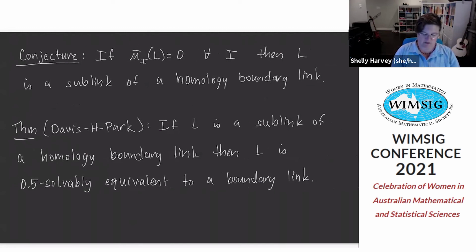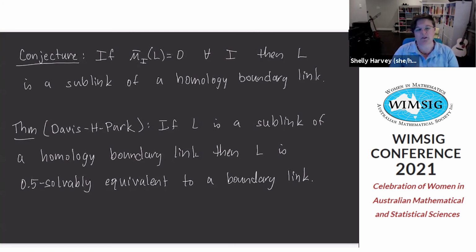It turns out that I was talking about these Milnor's invariants vanishing. That's conjecturally equivalent to saying the link is a sublink of a homology boundary link. A homology boundary link is an algebraic condition that looks like a boundary link, but it's weaker. And in sublinks, you just remove some of the components. So if you are a sublink of a homology boundary link, which should be all the ones with Milnor's invariants 0 that are obstructed already, then L is 0.5-solvably equivalent to a boundary link.